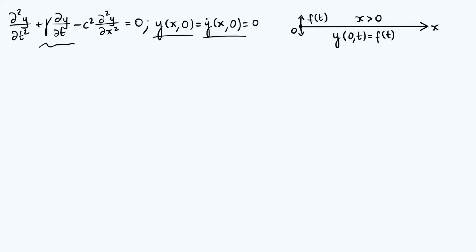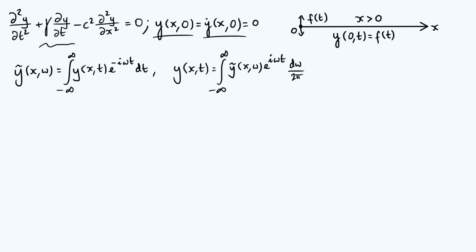So let me just put down the definition I use of Fourier transform. There you go. Y tilde of x and omega is the integral of y of x and t times e to the minus i omega t with respect to time, over all time values. And under this convention, the inverse Fourier transform looks like this, where you do y tilde times e to the positive i omega t and integrate over all values of omega, and then you have to divide by 2 pi as well. So we're going to be using both the Fourier transform and its inverse in our solution.